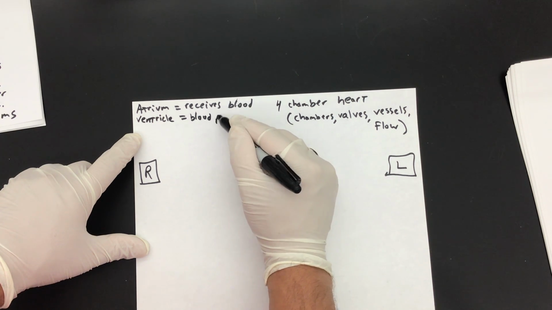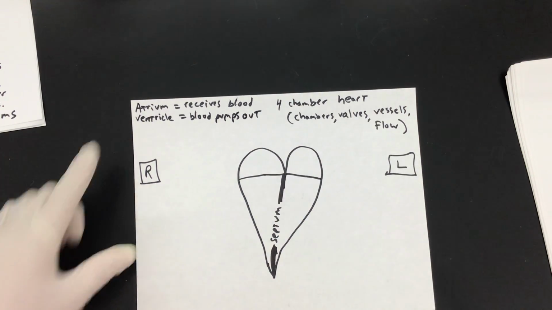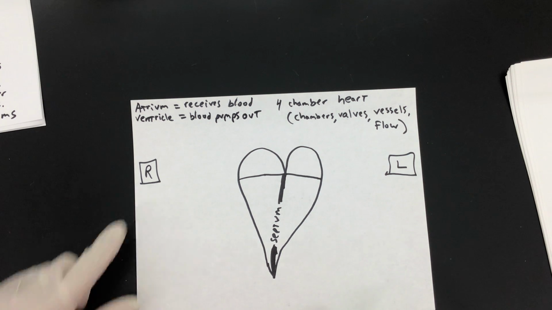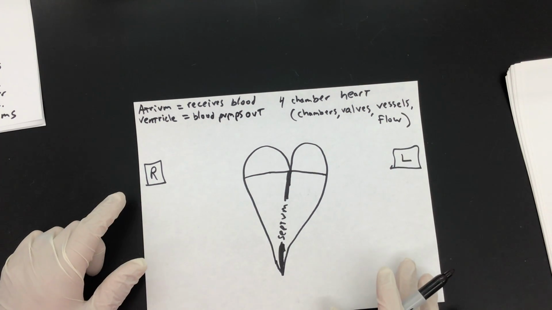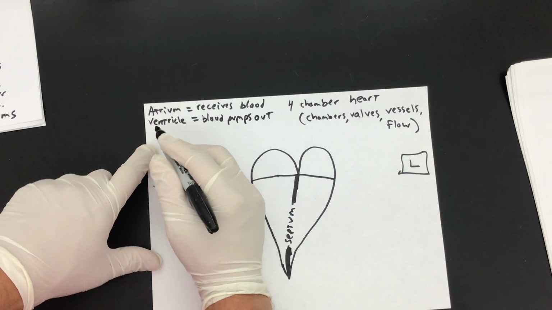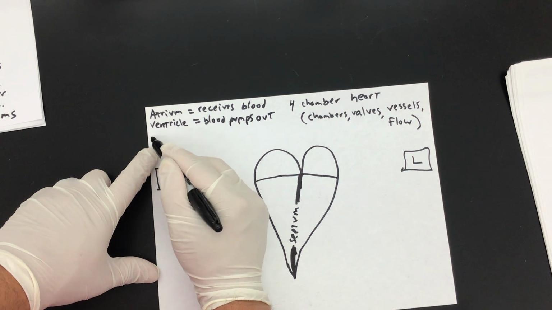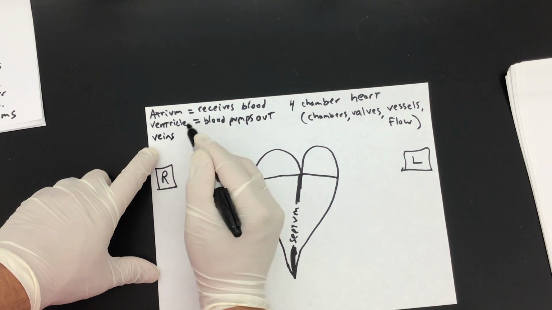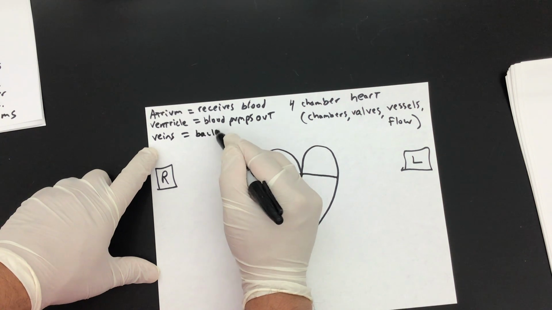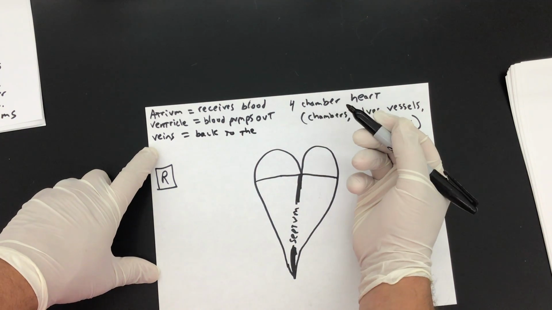So blood pumps out of the heart. Blood's always leaving the heart through a ventricle. All right? Now, we also have arteries and veins, which use the same kind of system here. And that is that veins always bring blood back to the heart. So veins are always, well, all vessels go to the heart.